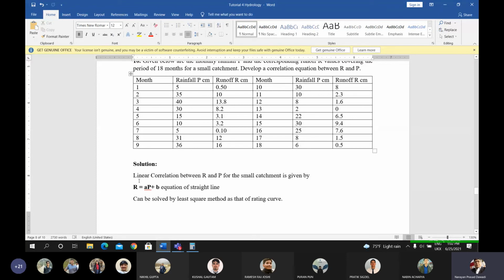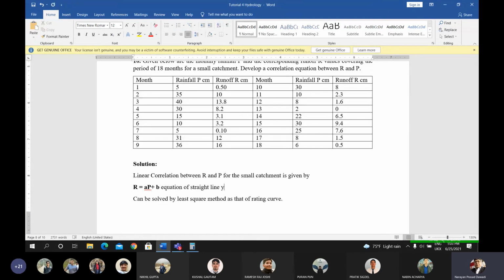If you compare this equation, then y is equal to r, m is equal to a, and c is equal to b. Okay, this is the linear correlation equation between the R and P for the small catchment. Now this can be solved by using the least square method. Okay, this is equal to y is equal to mx plus c.